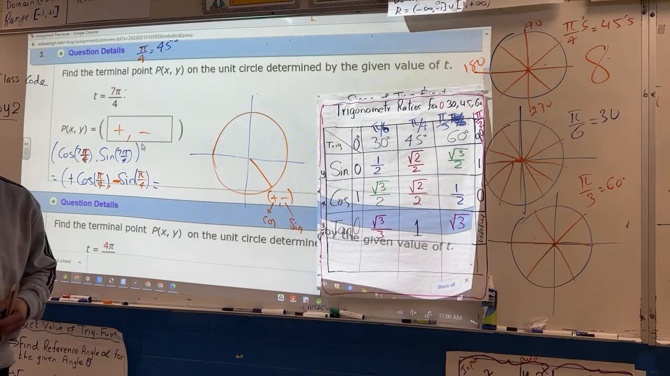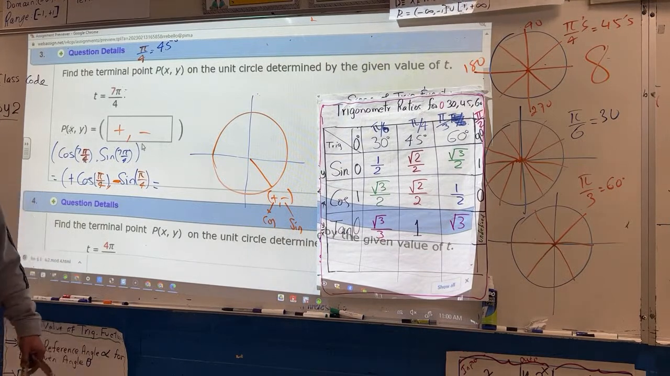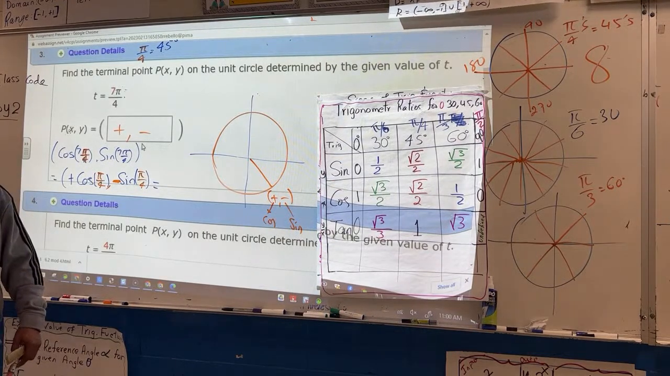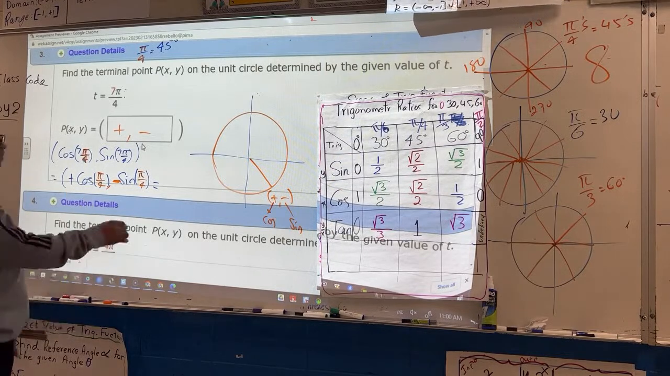No calculator here. They really use the calculator so badly, and the next few problems are using the calculator. So what do you get here? Cosine?